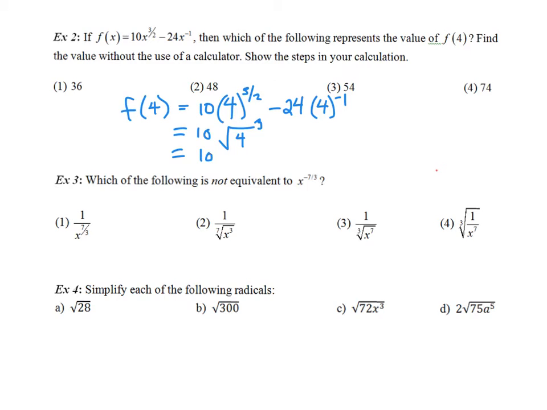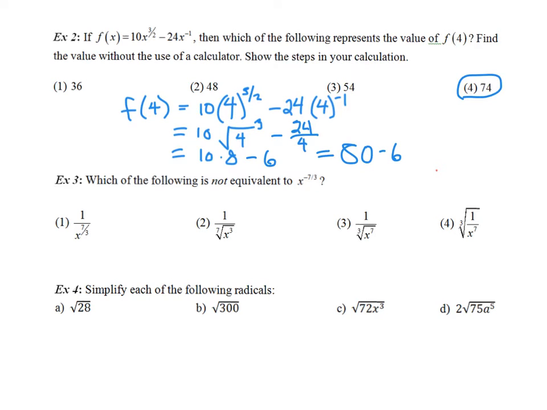So 10 times, do the square root of 4, which is 2. 2 to the 3rd is 8. So we're going to multiply 10 times 8. In the second part of the expression, I've got a negative exponent on just the 4, so that means that portion I have to take the reciprocal of. So this would be minus 24 over 4 to the first power. 24 divided by 4 gives me 6, so I've got 10 times 8 minus 6, so 80 minus 6, giving me my final answer, choice number 4, 74.